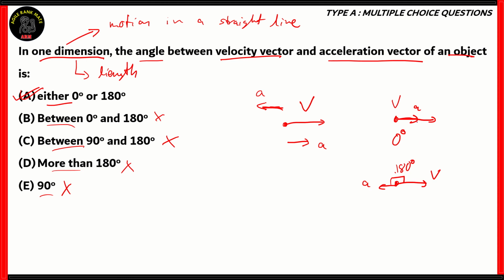And the reason for that is that in a straight line, you can only accelerate an object with a velocity v either forwards or backwards. So you can either push it in the same direction or push it in the diametrically opposite direction. So therefore, option A is the correct option.